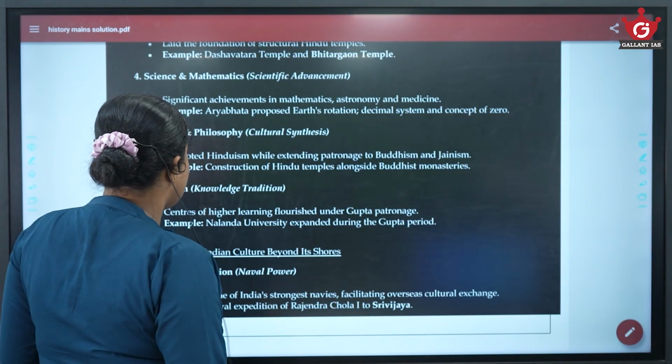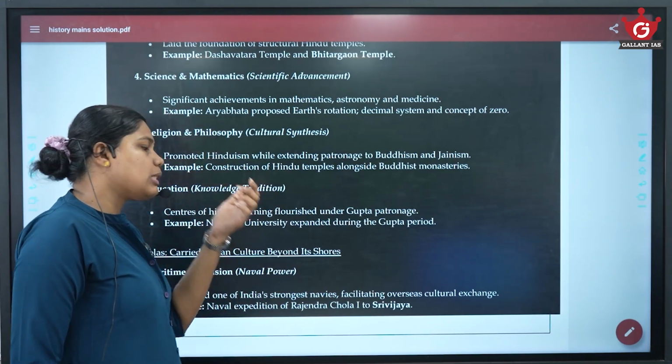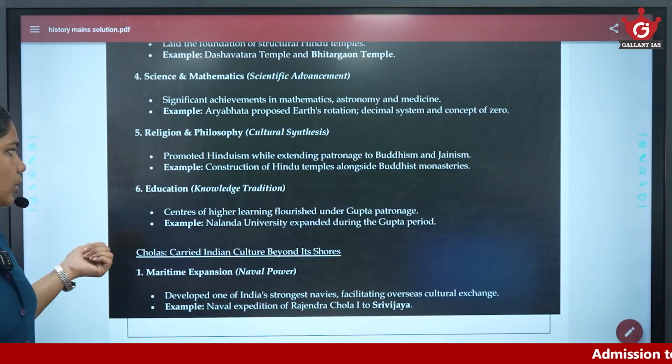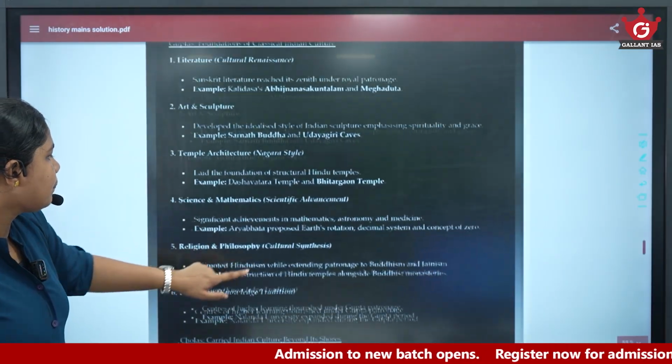Next is education. It's very important for the Gupta period because Nalanda University expanded during this period. So you can talk about centers of higher learning. You can talk about that.